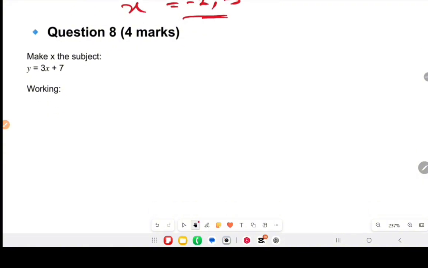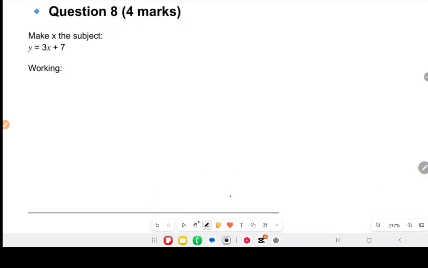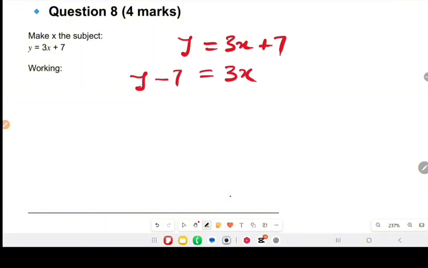This is question number 8. Make x the subject of formula. We write y equals 3x plus 7. To make x the subject of formula means we have to put x on one side of the equal sign. To make x the subject, moving 7 to the other side, y minus 7 equals 3x, since crossing the sign of equality changes the sign.